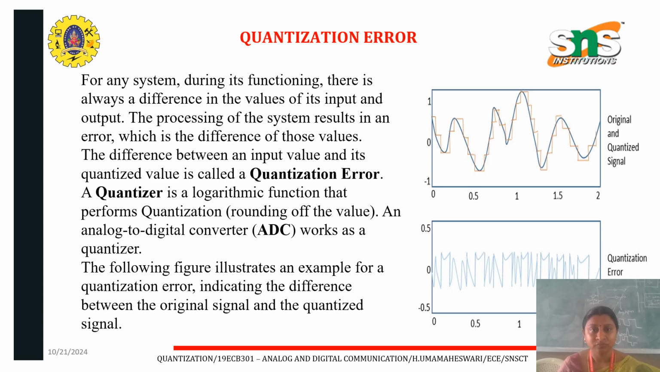Quantization error. It is nothing but the error that results from the processing of the system. It is the difference between the values of the input and the output. So the difference between an input value and its quantized value is called the quantization error. The quantizer is a logarithmic function that performs quantization. An analog to digital converter works as a quantizer. The following figure illustrates an example of quantization error, which indicates the difference between the original signal and the quantized signal.